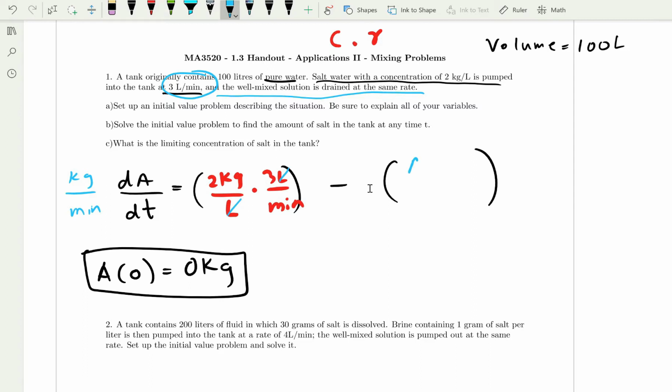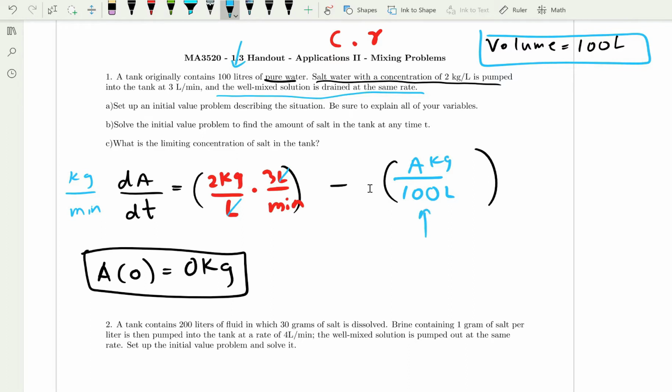So really, the concentration is A, the amount of salt you have right now, because that's what has to go out. So right now you have A amount of salt, divided by the volume. So you have to divide by 100 liters. This is kilograms divided by liters. That's where you need the volume. You need this 100 liters to figure out the concentration of the outflow. So this is just the concentration.